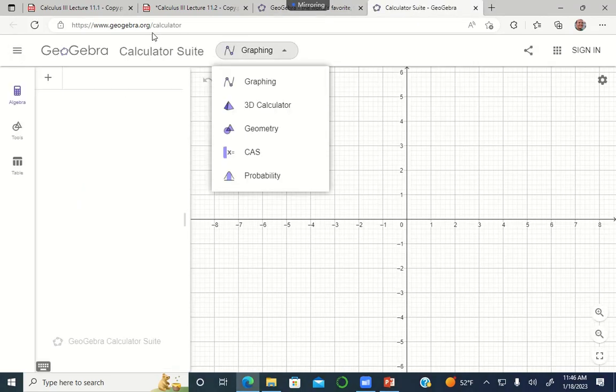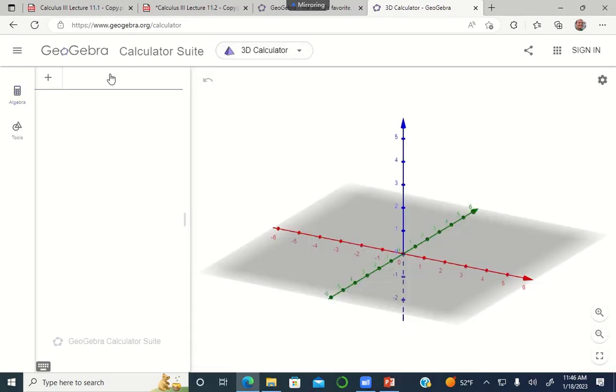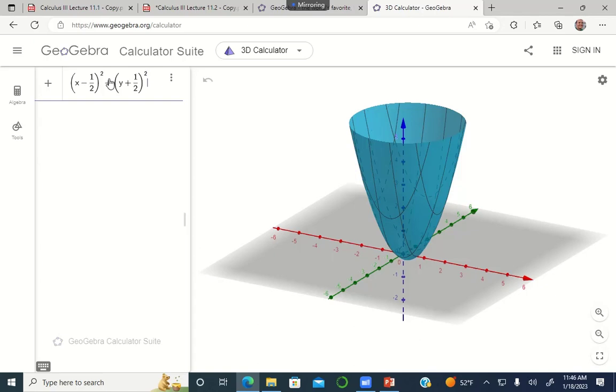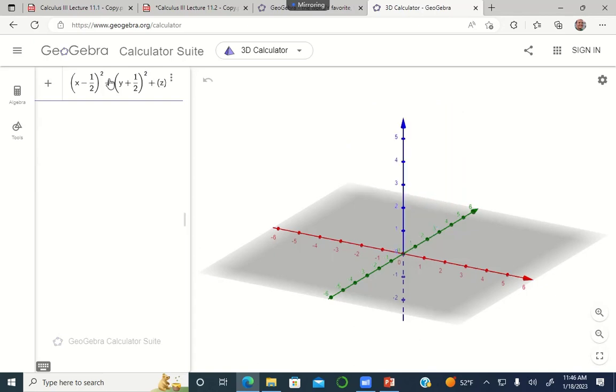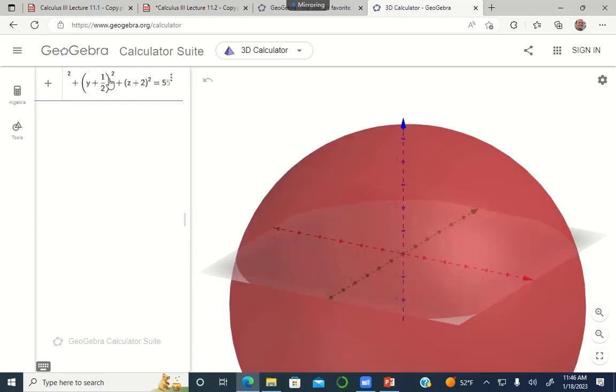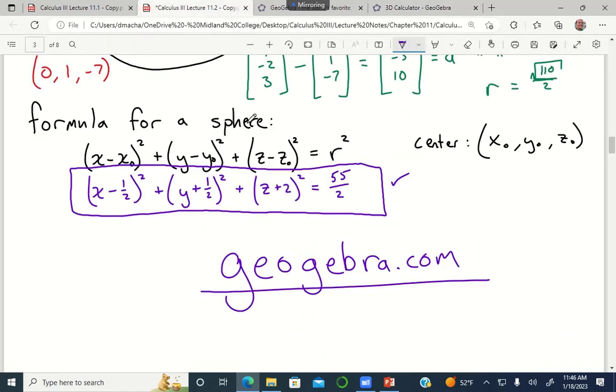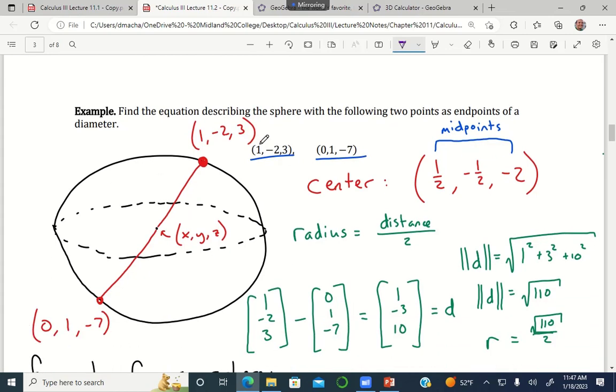So you do the calculator, and then you do 3D calculator, and then we type in x minus 1/2. It's basically like Desmos, except it's really not user-friendly, in my opinion. Y plus 1/2 squared plus z plus 2 squared equals 55 over 4. Okay, so there's my sphere. And I'm going to try to check my work by just plugging in these two coordinates. 1, -2, 3.